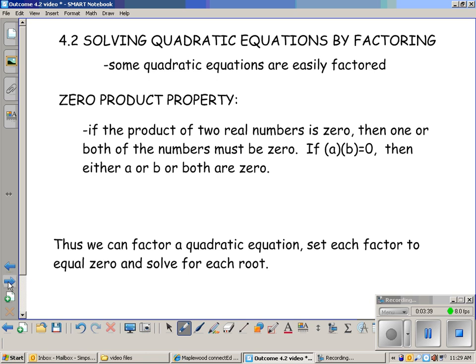Solving quadratic equations by factoring. We want to look at a method other than graphing to allow us to solve quadratic equations. Some quadratic equations are easily factored.